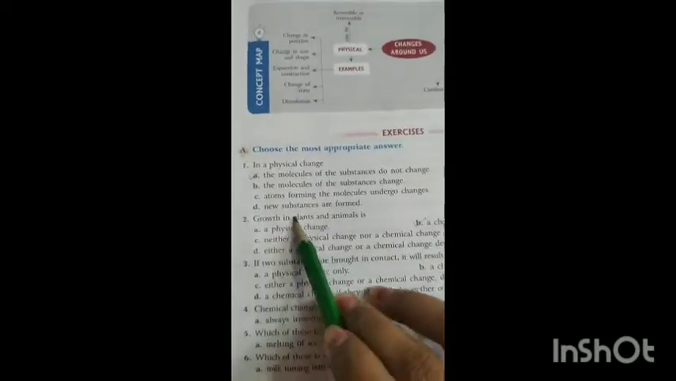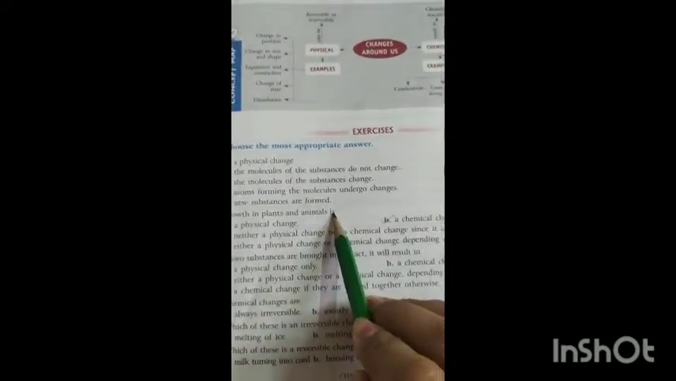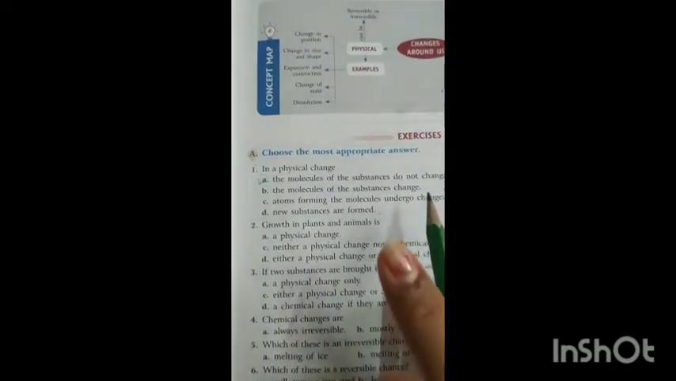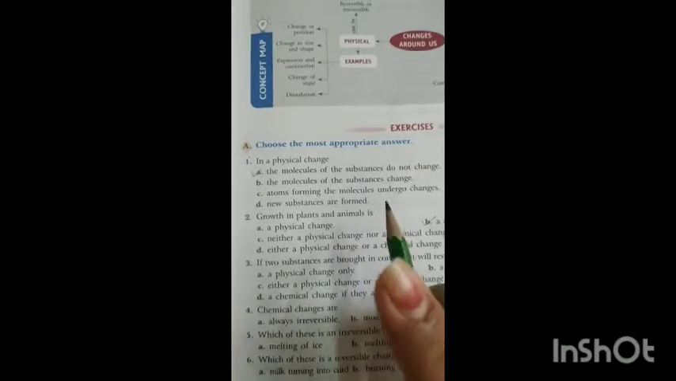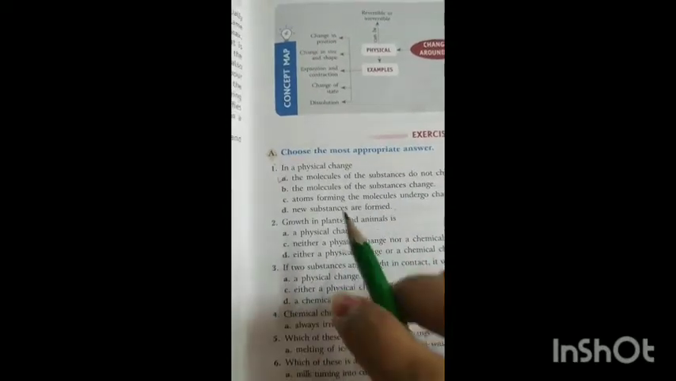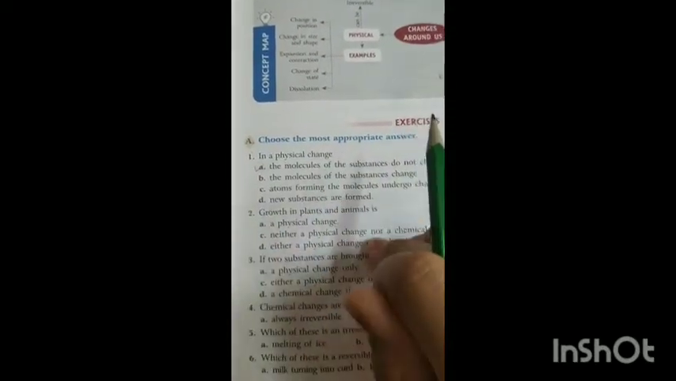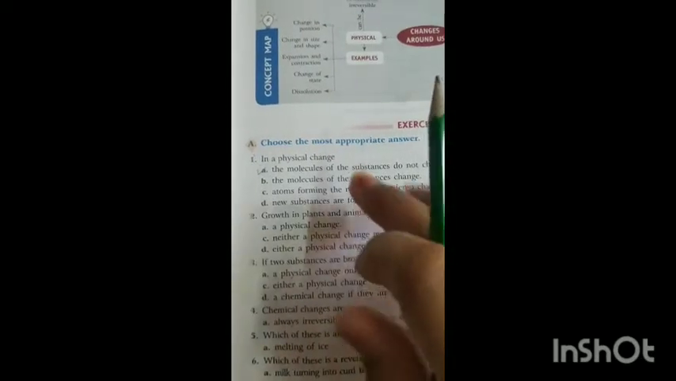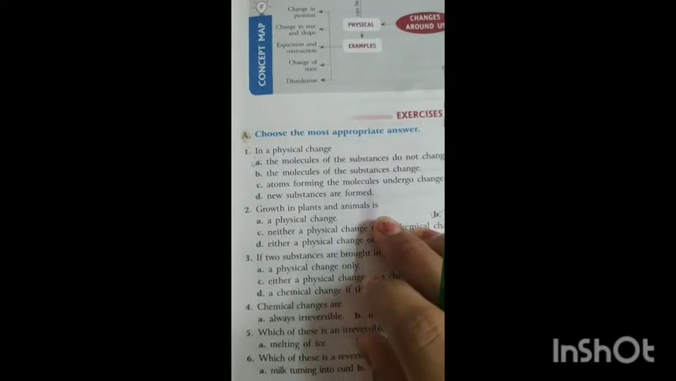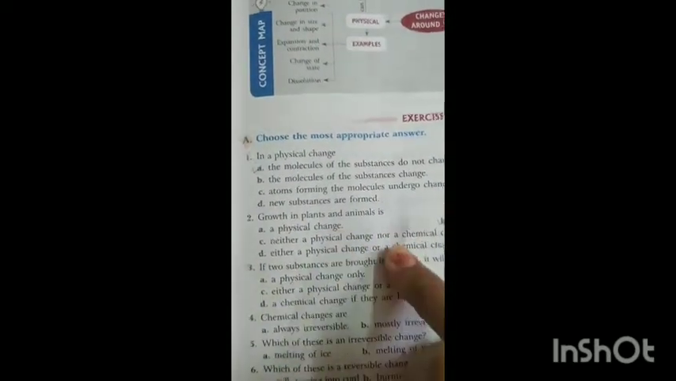So how is growth in plants and animals a chemical change? Because see students, growth occurs due to the intake of food, right? So the substances present in food are used to nourish the cells and allow them to grow and divide, right? So hence growth is a chemical change in which the molecules present in the food undergo changes to form new molecules, right, to enhance growth. So this is the reason that growth in plants and animals is a chemical change.